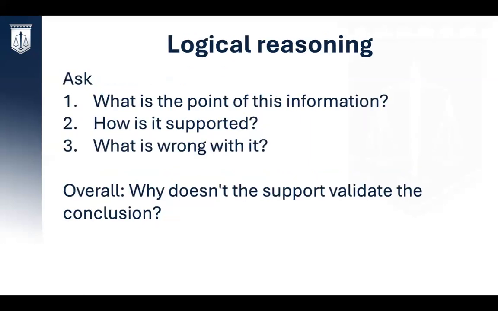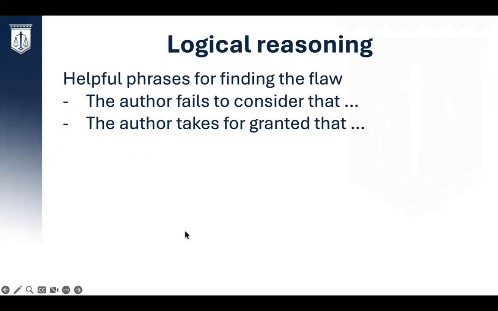Okay, so you always want to ask, what is the point of this information? How is it supported? What's wrong with it? Always be asking, why doesn't the support validate the conclusion, or how does the support validate the conclusion? The number one thing you need to do in these is figure out quickly what is wrong with the reasoning or how to match the reasoning structure to another example. Helpful phrases while you're working on this are "the author fails to consider that" or "the author takes for granted that." And this probably out of context doesn't mean a lot.